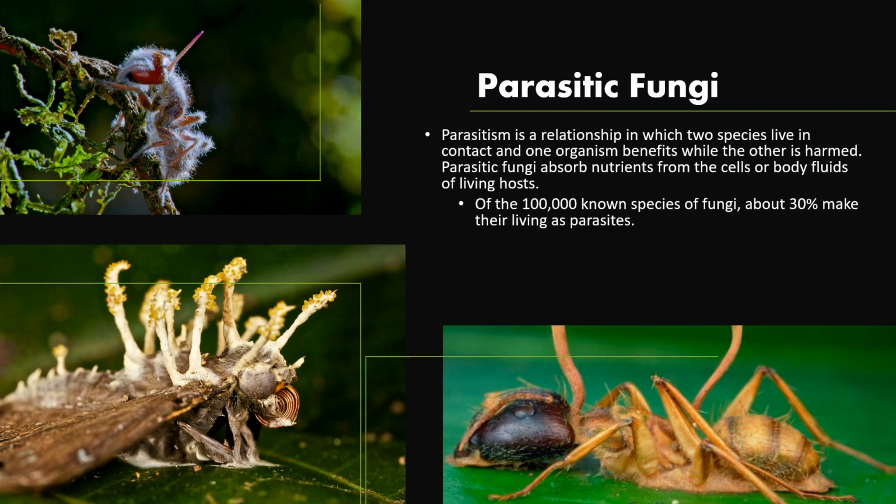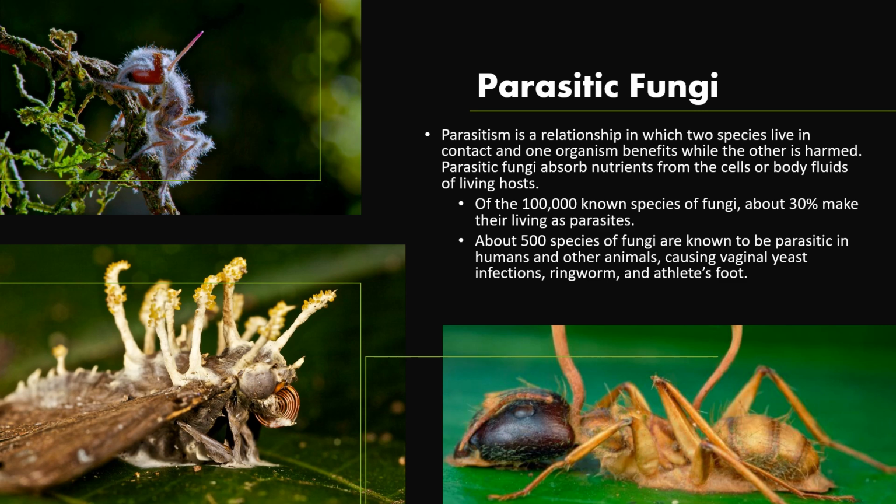Parasitic fungi will absorb the nutrients from the cells or the body fluids of the living hosts. There are more than 100,000 known species of fungi, and about 30% of those live as parasites. About 500 species of fungi are known to be parasitic in humans and other animals, and they can cause things like yeast infections, ringworm, and athlete's foot.